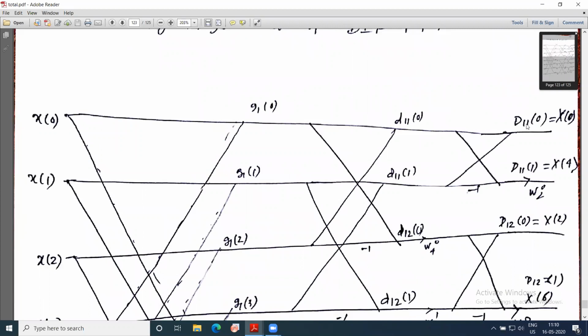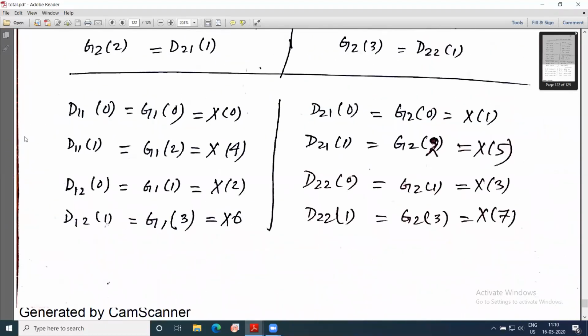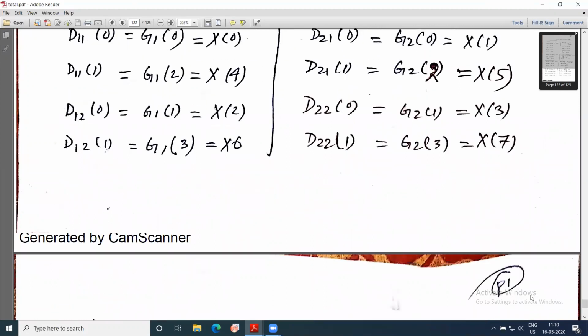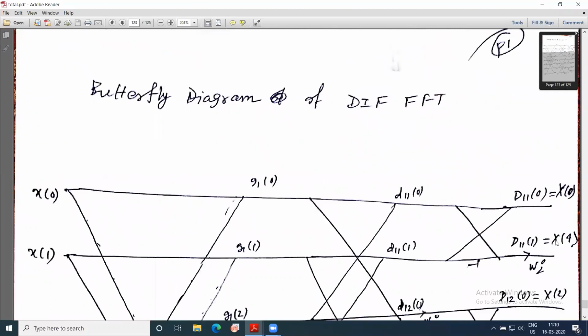So this will be d1 on of 0. And here the output will be d1 on of 0 minus d1 on of 1, that is equal to d1 on of 1. Now, if you look at here, d1 on of 0, which I have already computed, is equal to x0, and d1 on of 1 is equal to x4. So here the output will be x0, next output will be x4.